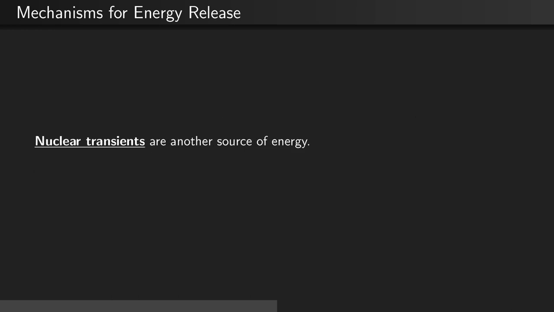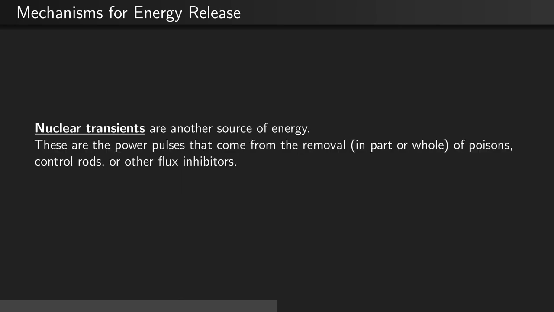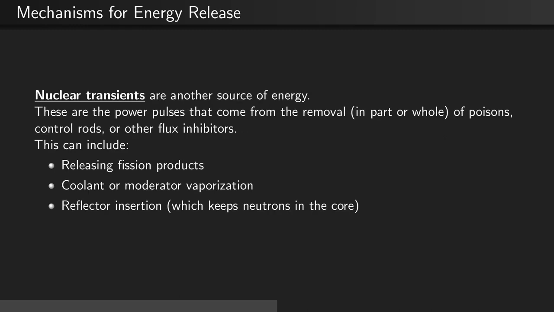Nuclear transients are another source of energy. These are the power pulses that come from the removal, in part or whole, of poisons, control rods, or other flux inhibitors. This can include the releasing of fission products, coolant or moderator vaporization, or reflector insertion, which happens to keep neutrons in the core rather than leaking them out.